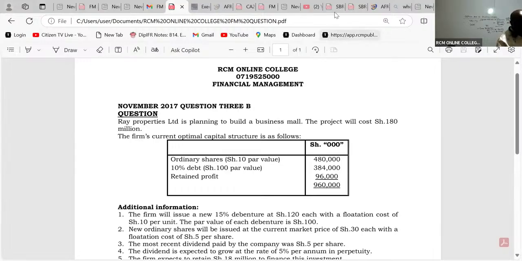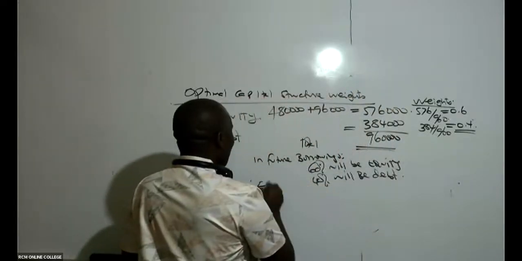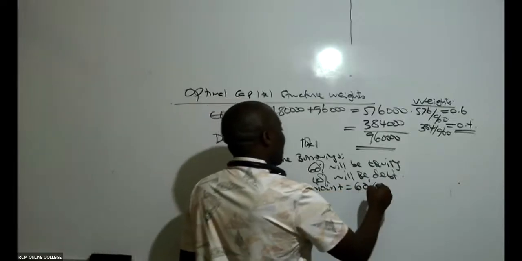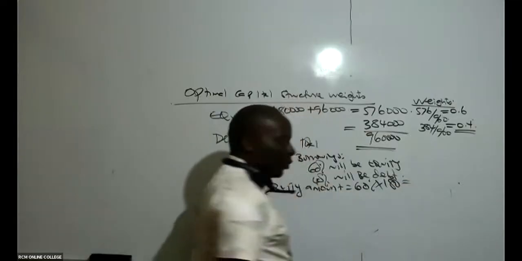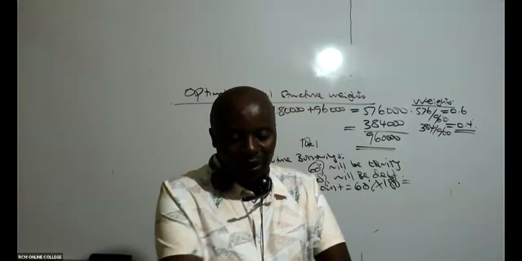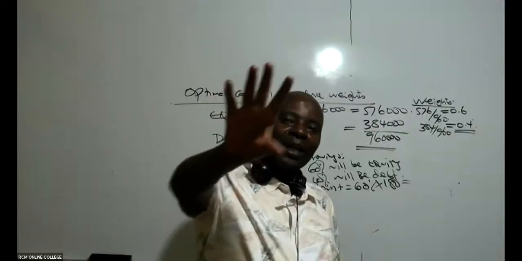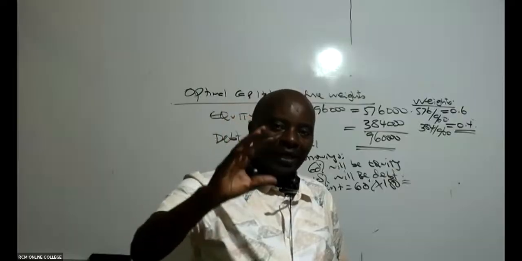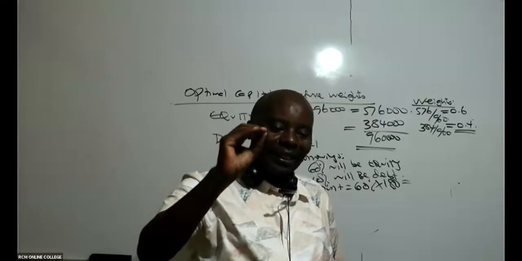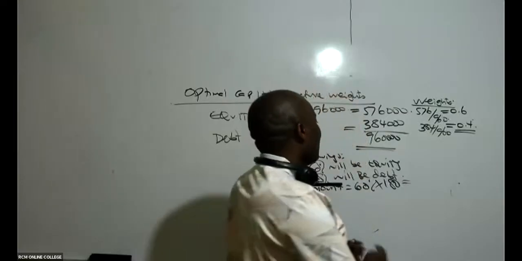So out of the 180 million, we know that 60% will be equity. Therefore, the equity amount will be 60% of 180 million. Is there somebody who can give us this figure? How much are we getting there? Because the mall they are planning to construct is 180, so out of this 180, how much should be equity? How much should be debt? So according to Margaret, it is 108 million. Thank you very much.